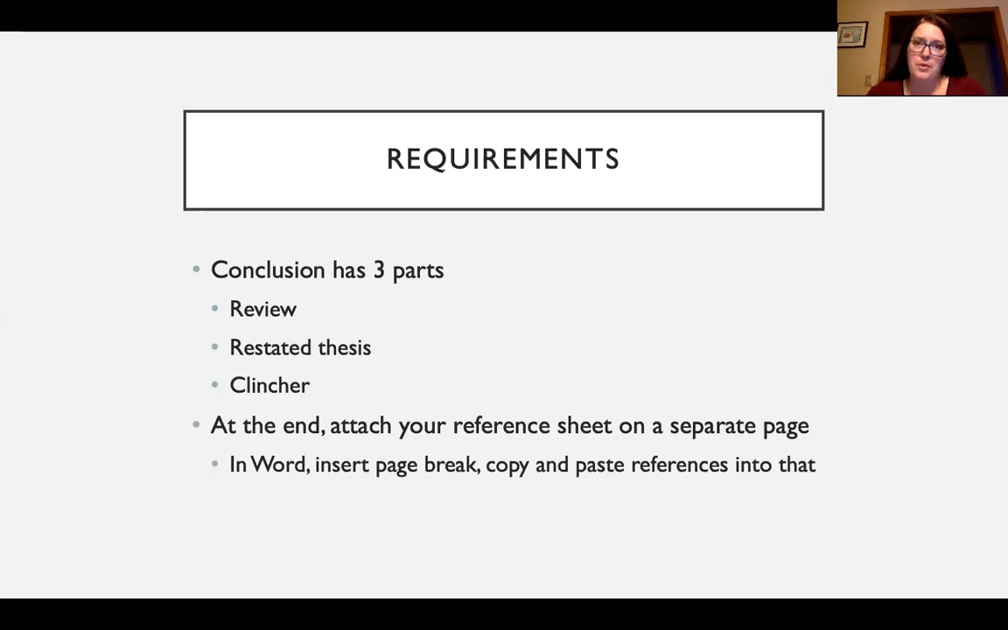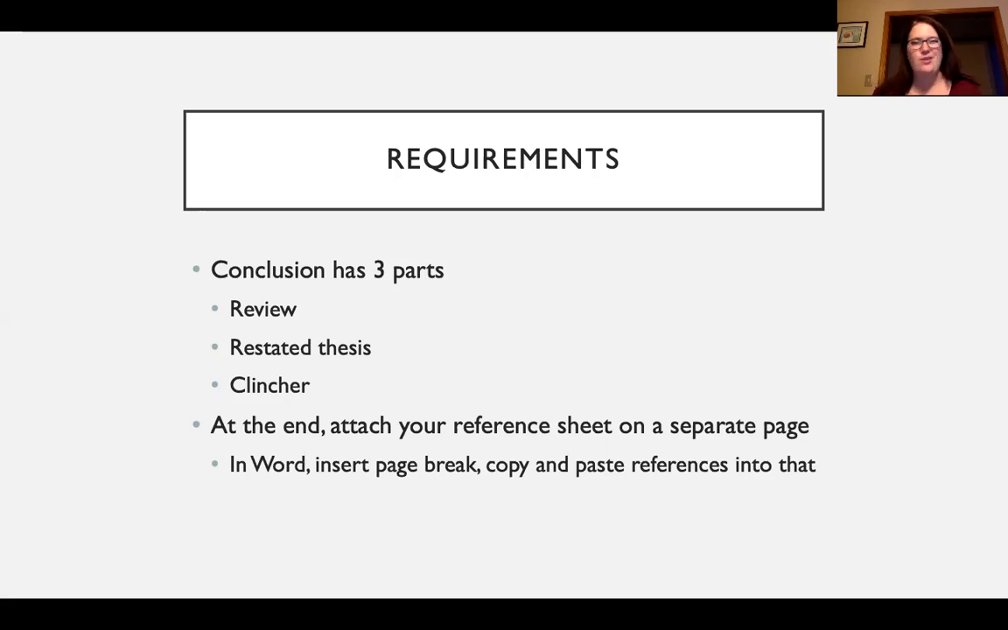So the review of the main points should be a mirror opposite of what you did for your preview. If in the preview you said, I'm going to tell you about my first main point, and then my second main point, and then my third main point, your review should say, today I told you about my first main point, my second main point, and my third main point. Now, if you're feeling fancy, you could do it backwards. You could say, today I told you about my third main point, my second main point, and my first main point. But the point is that you are clearly stating what each of those main points are.